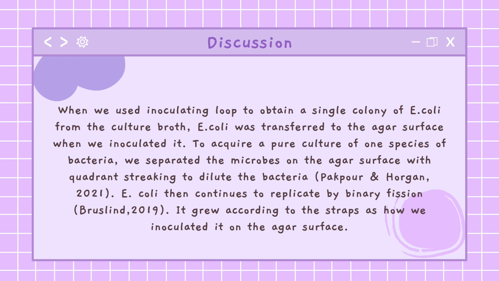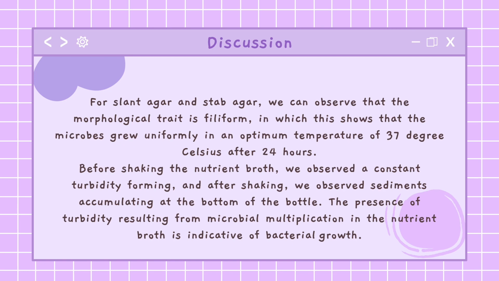Next, for slant agar and stab agar, we can observe that the morphological trait is filiform, which shows that the microbes grew uniformly at an optimum temperature of 37 degrees Celsius after 24 hours. Before checking the nutrient broth, we observed a constant turbidity forming, and after checking, we observed sediments accumulating at the bottom of the bottle. The presence of turbidity resulting from microbial multiplication in the nutrient broth is indicative of bacterial growth.